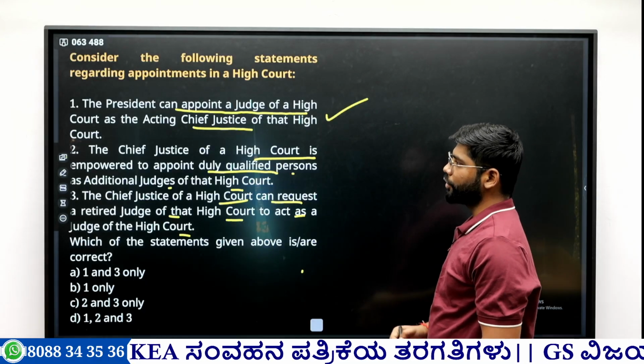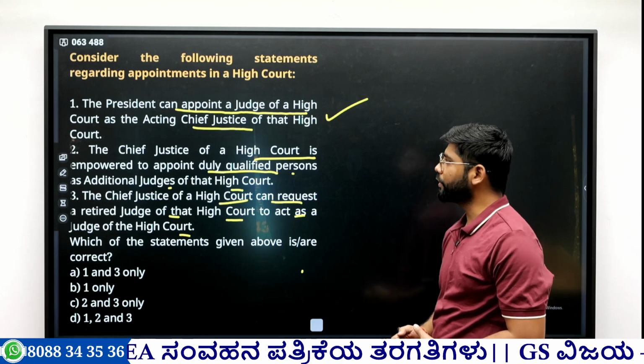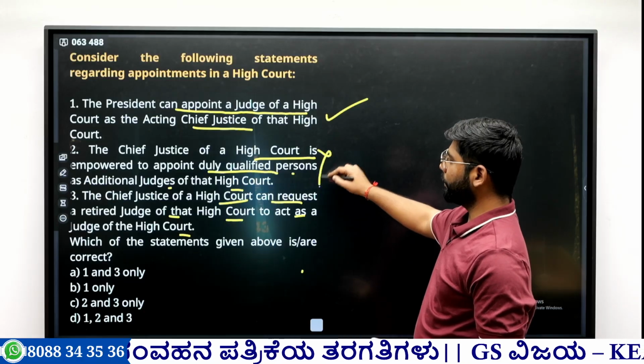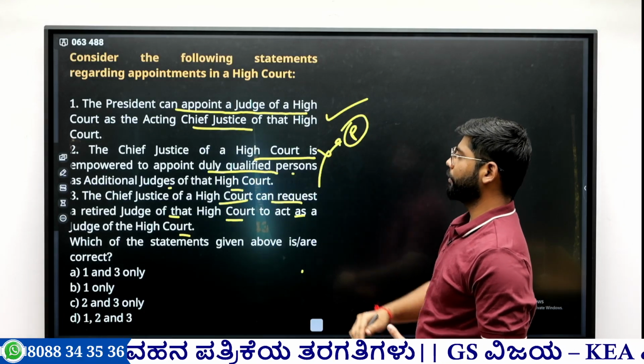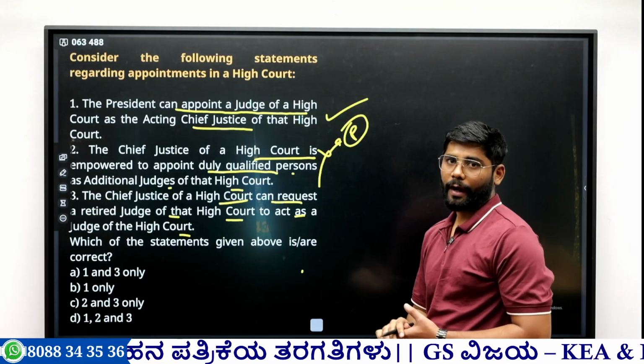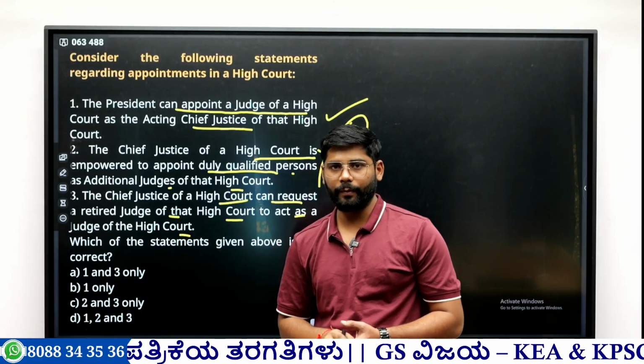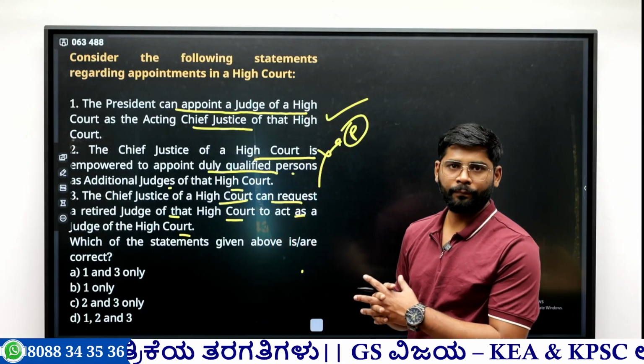President can appoint a judge of High Court to act as the acting Chief Justice of that High Court. Then Chief Justice of High Court, it is not Chief Justice but it will be President. Okay, President will appoint the additional judges. But when it comes to the Supreme Court, it will be done by the Chief Justice of India with prior permission of President.